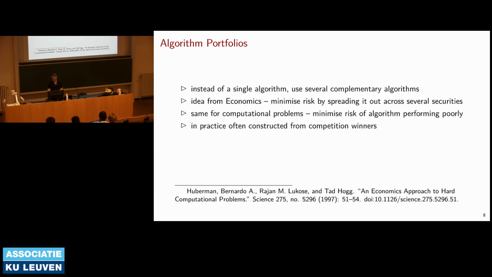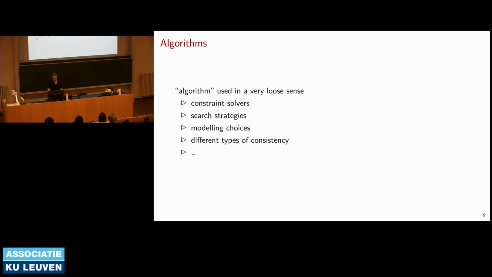Okay, so this is one of the first papers on all of this, and I've already mentioned this. When I say algorithm here, I mean this in a very loose sense. This can really be a whole bunch of different things. This could be, for example, a constraint solver. This could be a search strategy inside a constraint solver, or a modeling choice. So in particular, don't think of this as the thing that I run to solve the problem, but you're also making choices when you're modeling your problem, as we've already talked about yesterday, right?